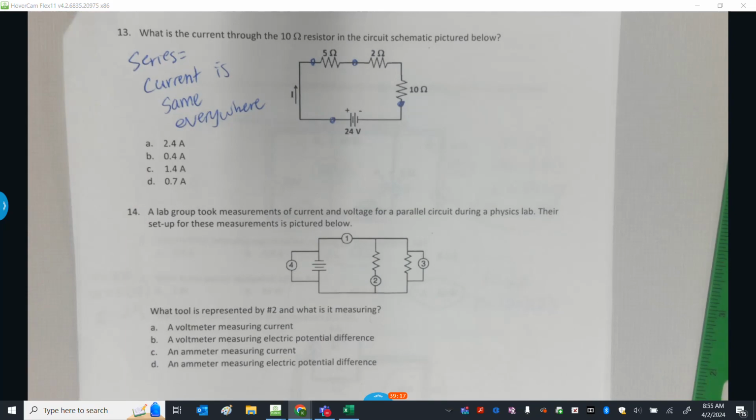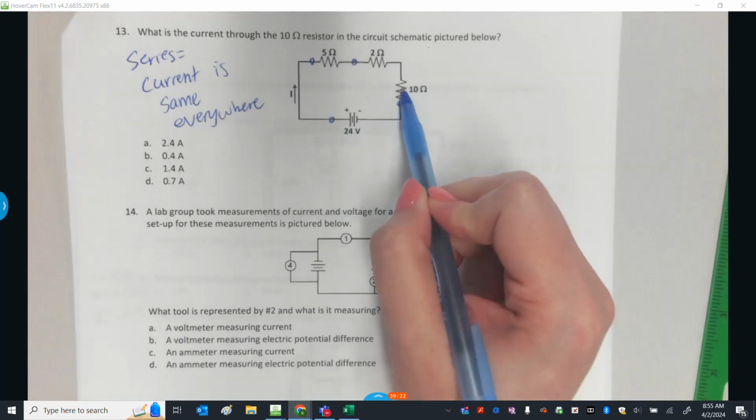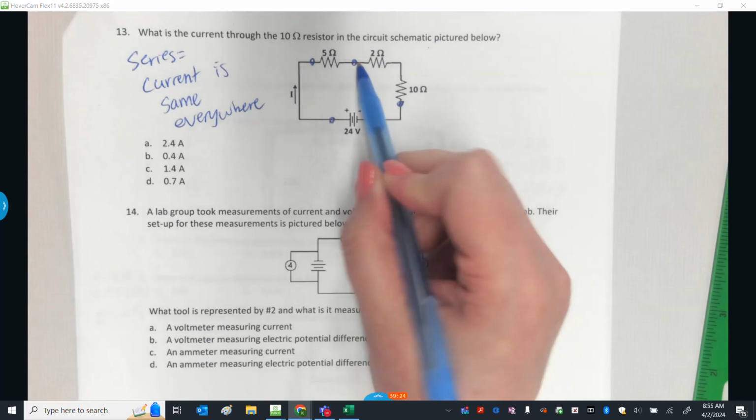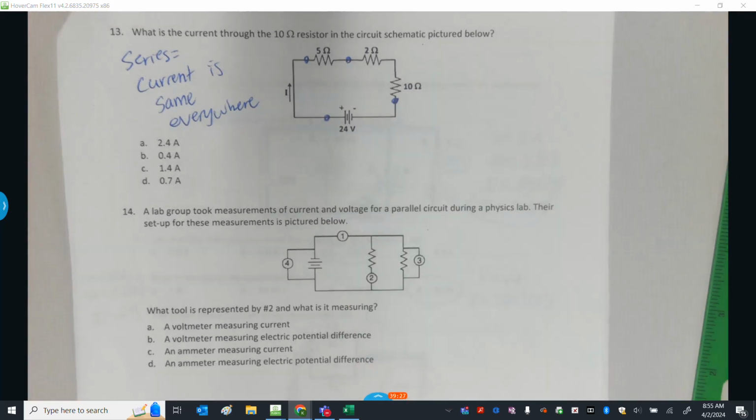This is a series circuit. My current is the same everywhere. It'll be the same in the 10 ohm resistor as it is leaving the battery, as it is right here, as at any point. Pick a point. Okay, and some of you forgot that.